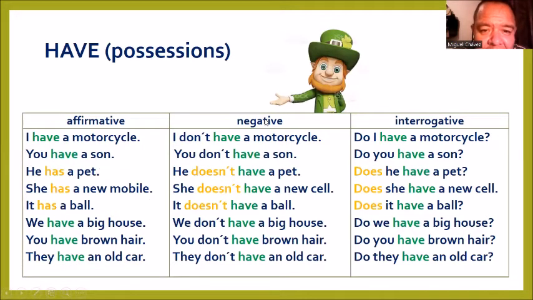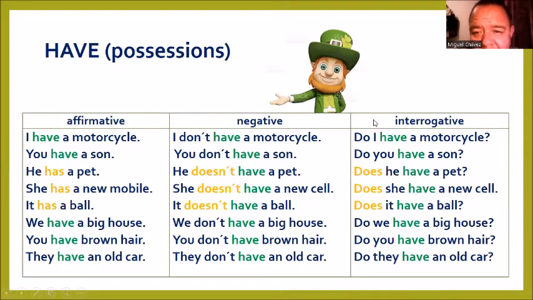For negative, we use the auxiliary don't or doesn't, and the verb have doesn't change for any person. We only have to change the auxiliary verb don't for doesn't for the third person. Let's check the examples that we have here. I don't have a motorcycle. You don't have a son. But he doesn't have a pet. She doesn't have a new cell. And it doesn't have a ball.